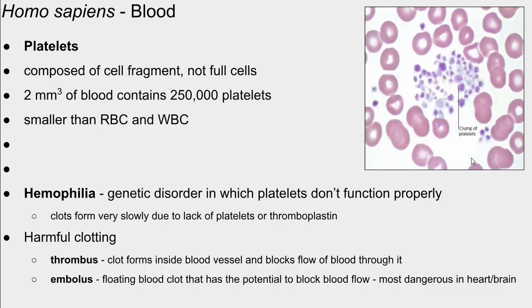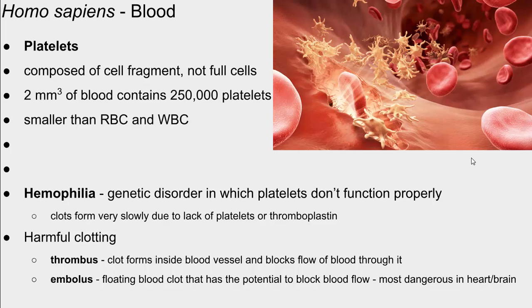Platelets are another component of the blood. Platelets are smaller than the red blood cells. They're not cells. They're cell fragments and proteins. These are what a clump of platelets look like in a smear of red blood cells. Their purpose is to help our blood clot.